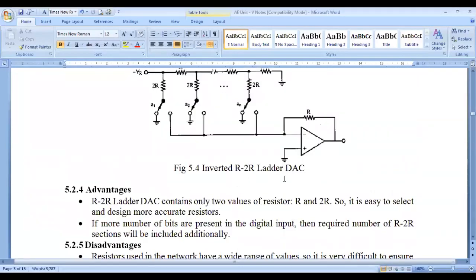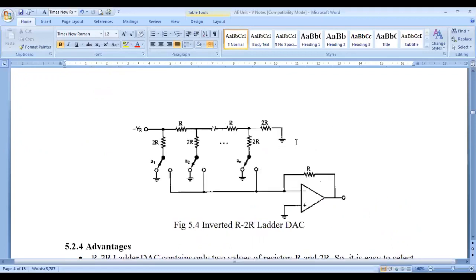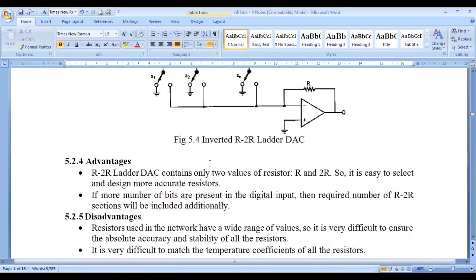The inverted R-2R ladder DAC is given here. Here the positive terminal is grounded. Input is supplied to the negative terminal. MSB and LSB are totally interchanged. Again, we are using R and 2R resistors in this ladder network. So this comes in the inverted form.